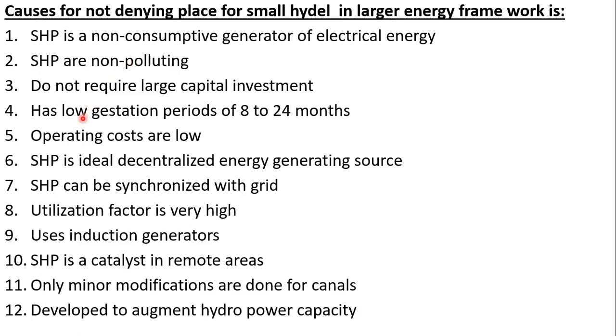And fourth one is it has a low gestation period of 8 to 24 months. Compared to other conventional energy generating schemes, these projects have a low gestation period, ranging from 8 to 24 months only.